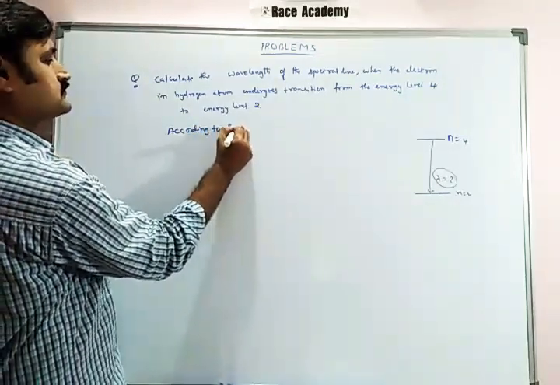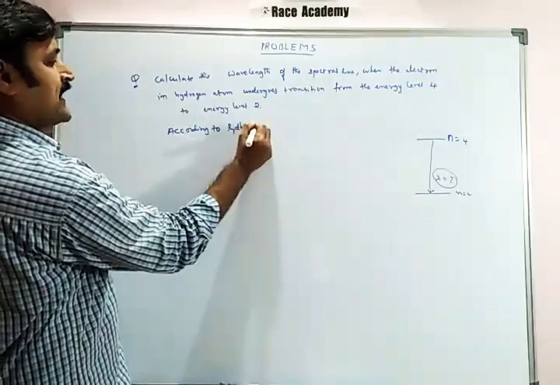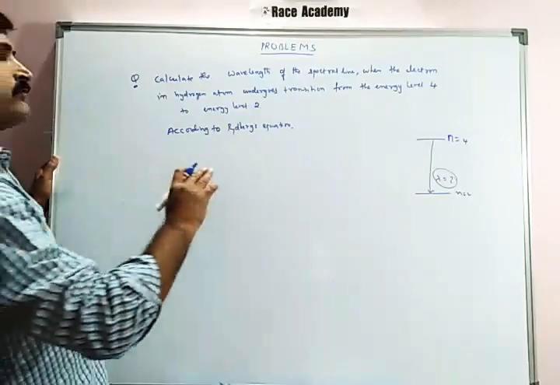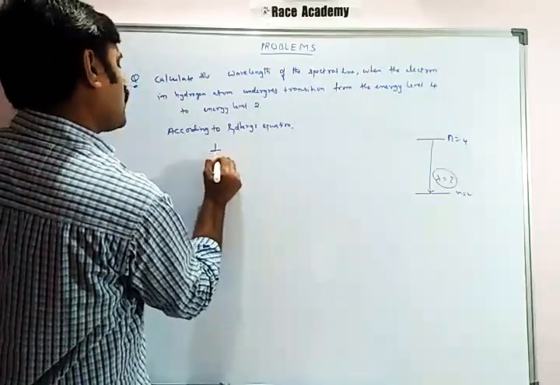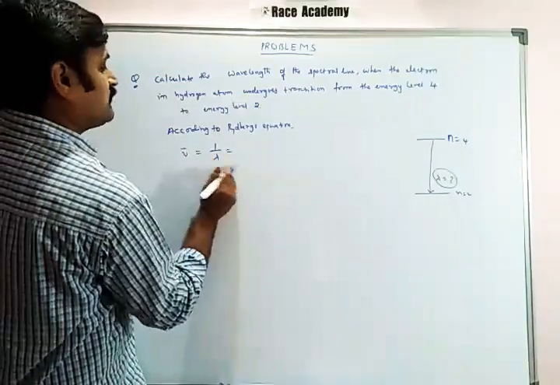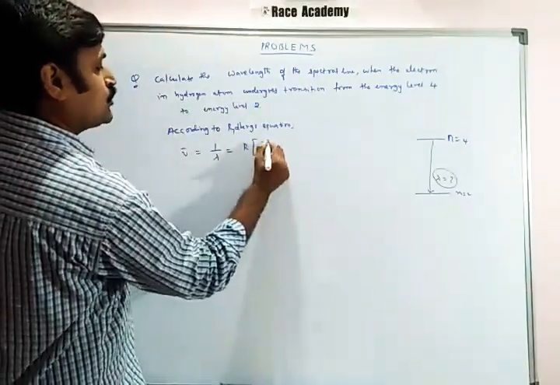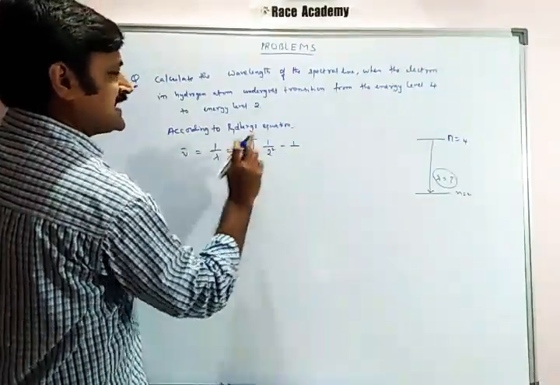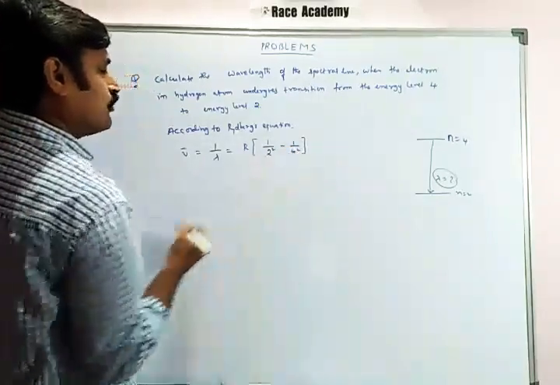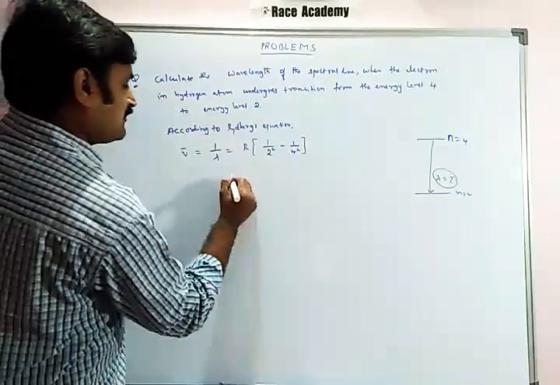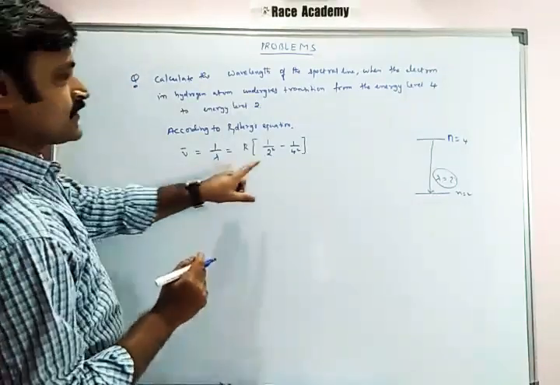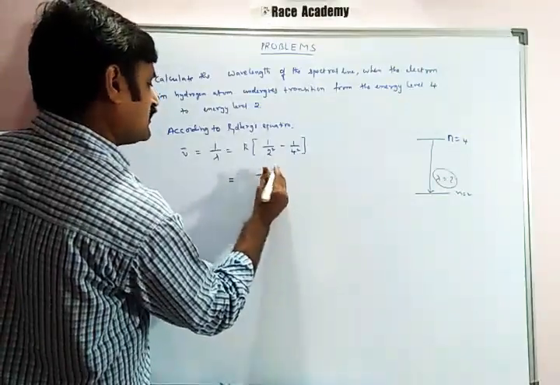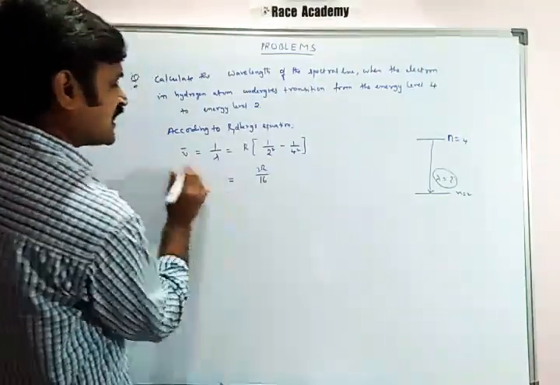According to Rydberg's equation, what is the formula to calculate the wave number or wavelength? Nu bar is equal to 1 by lambda, which equals R into 1 by n1 squared minus 1 by n2 squared. Here n1 value is 2, so 1 by 2 squared minus 1 by 4 squared. The LCM will become 16, so we get 3R by 16 as the 1 by lambda value.